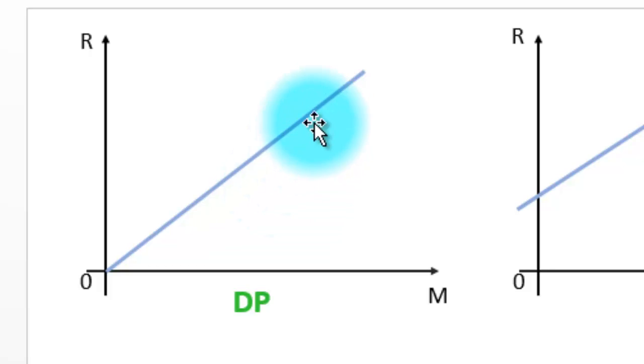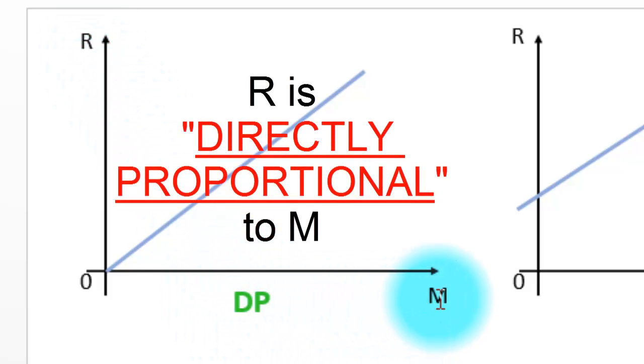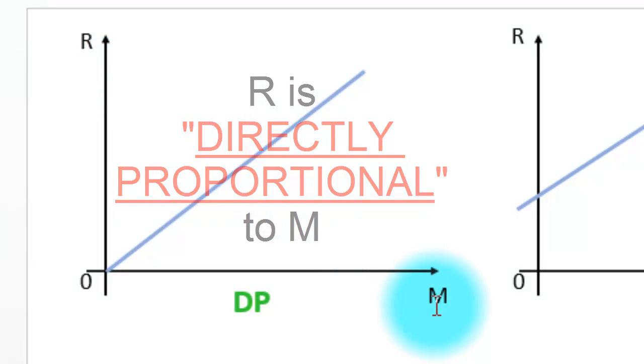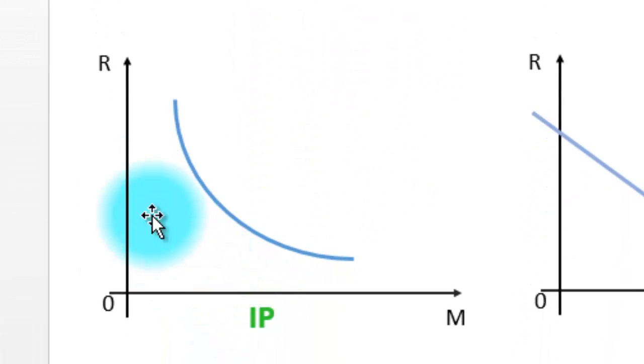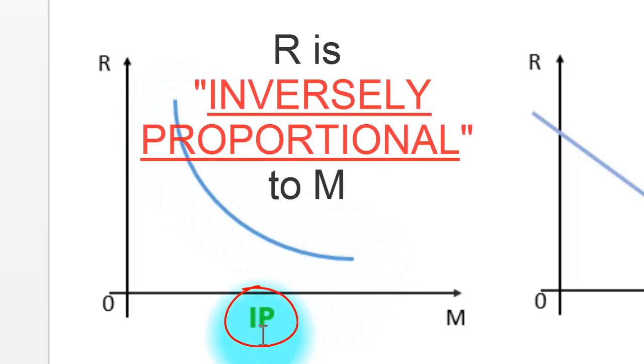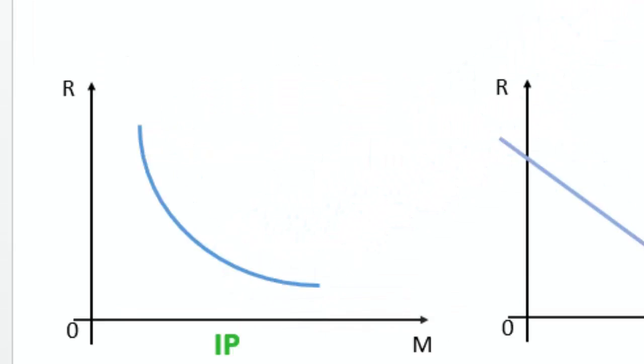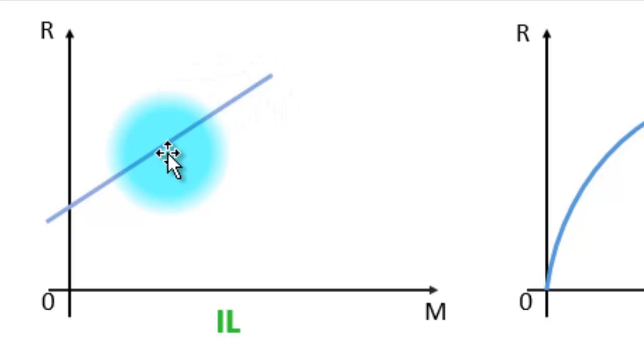The first graph here, if you see a straight line from the origin, then the responding variable is directly proportional to the manipulated variable. Just like just now, delta theta is directly proportional to L. The second graph, look at this. This is a curve. When you see a curve like this, it should be inversely proportional. So R is inversely proportional to M.